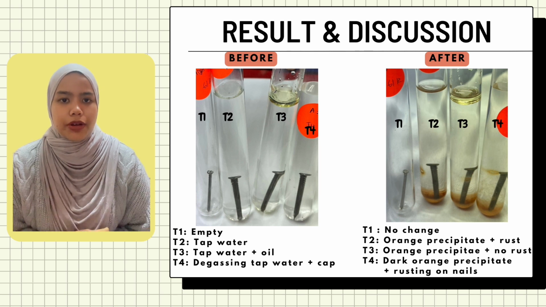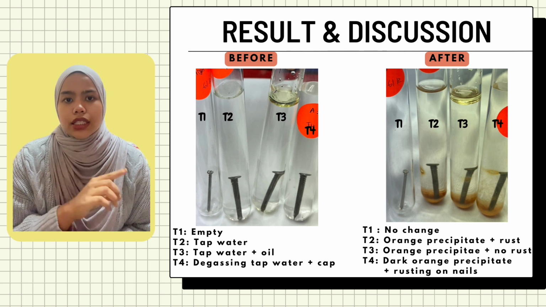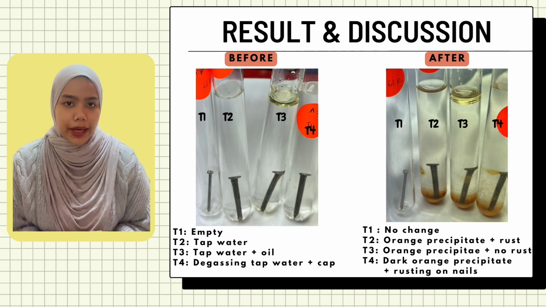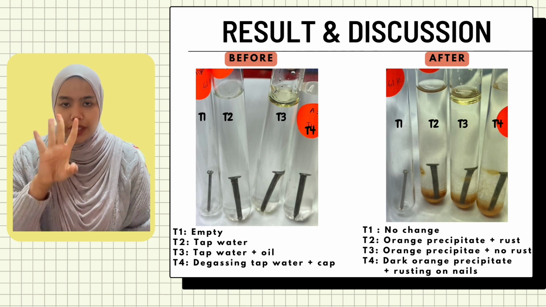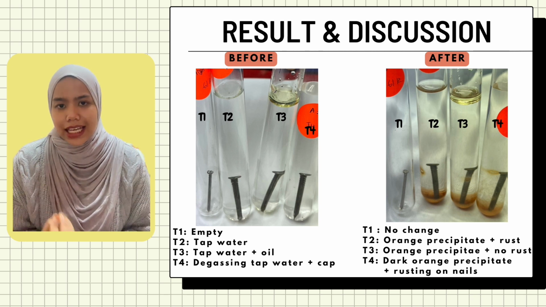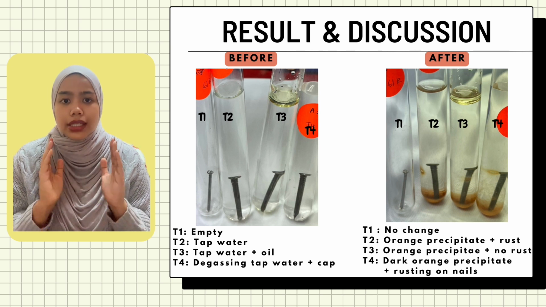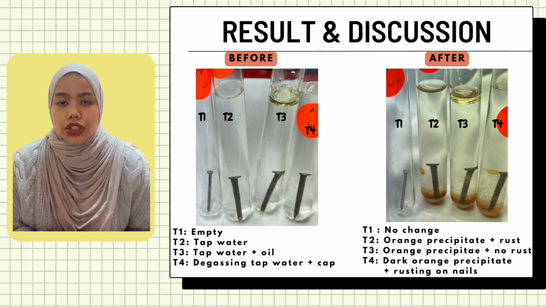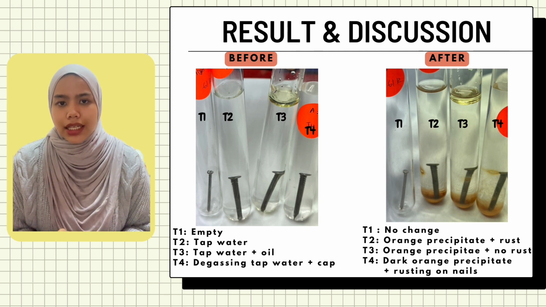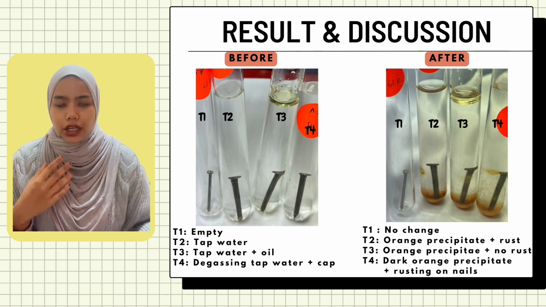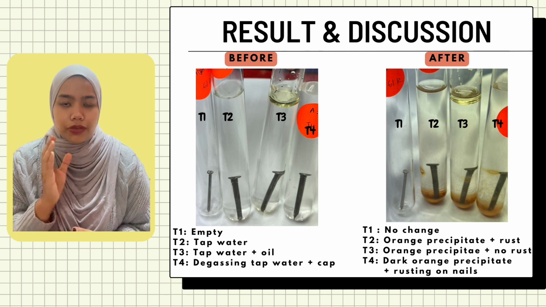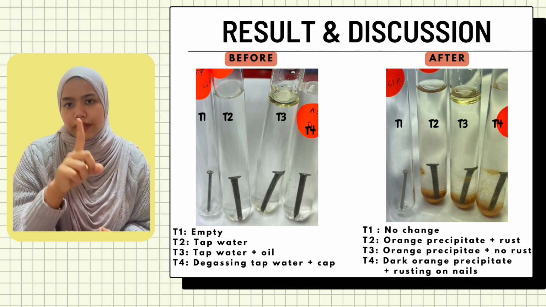Based on this experiment, after 1 week, the corrosion process of nails in various environments is compared. We will look at the first 4 test tubes. For the first test tube, it only contained a nail without any type of solution. So after 1 week, we can see that there is no change on the nail and no corrosion had occurred at all. So the level of corrosion for this test tube is only first level.